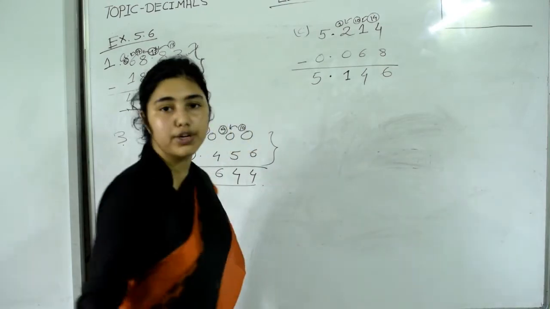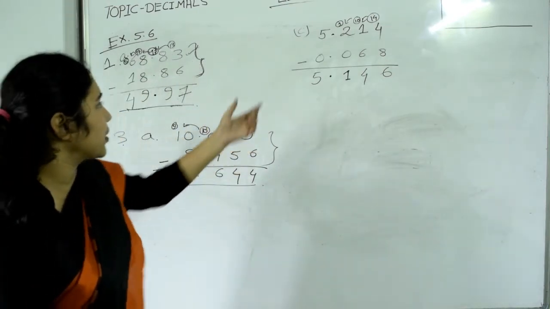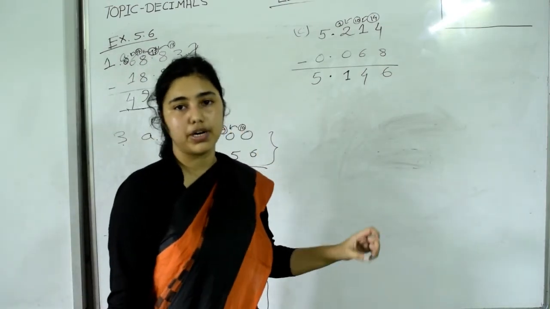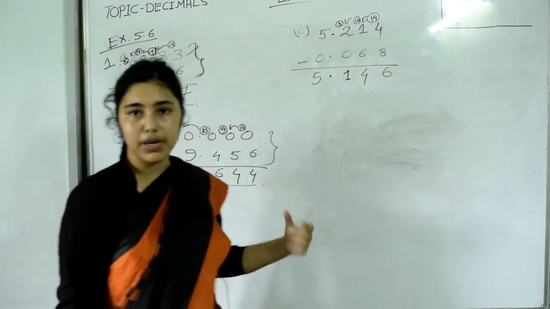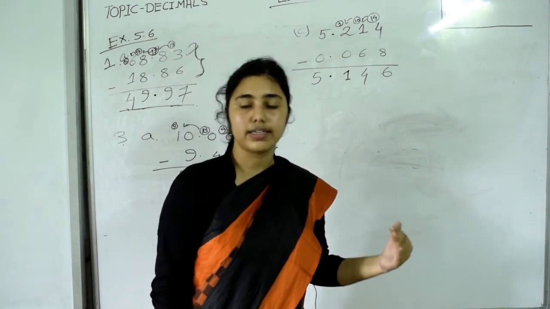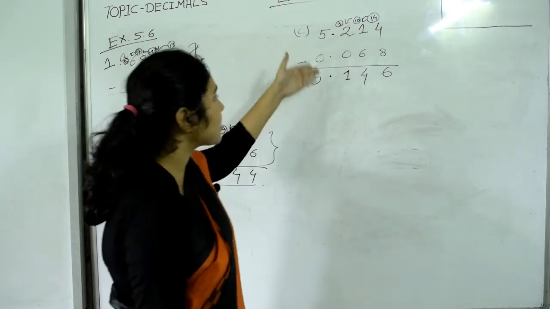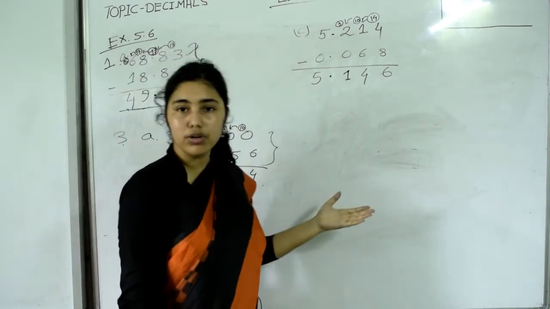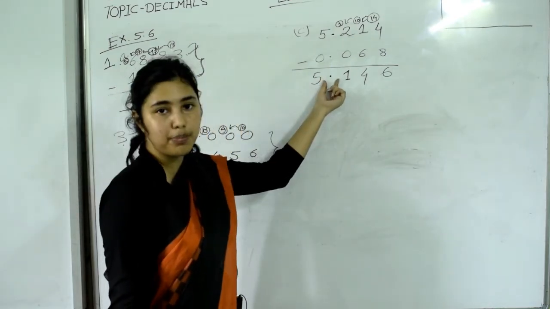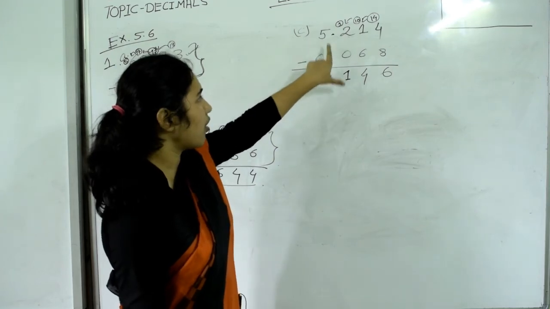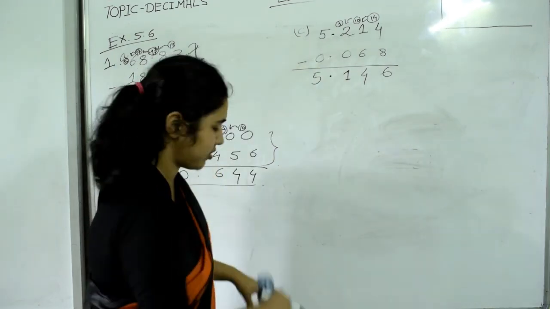Which means if we have to find the difference between any two decimal numbers, our first step is to convert those decimal numbers into like decimal numbers and then subtract as you do with whole numbers and then insert the decimal point just below these two decimal points.